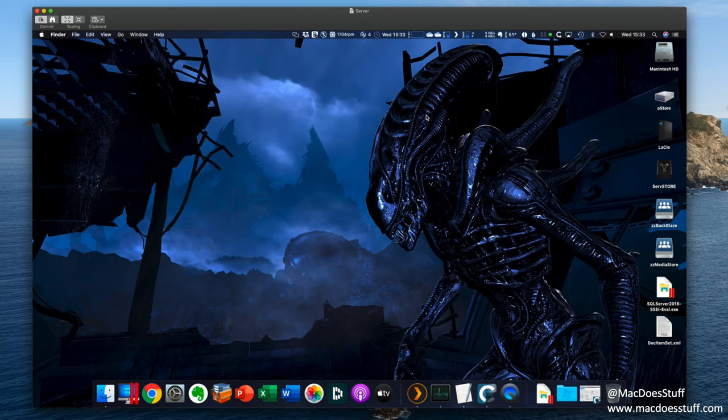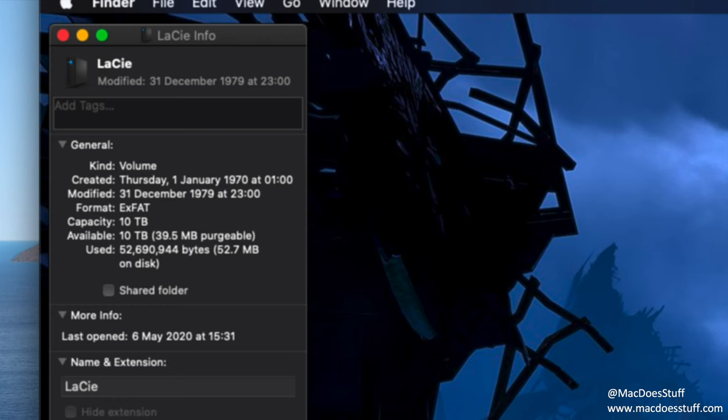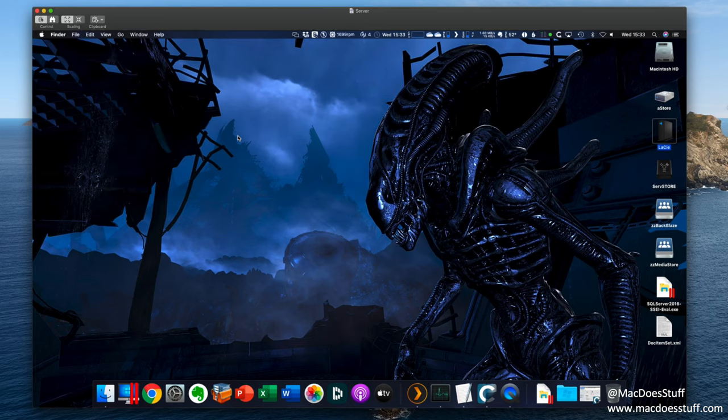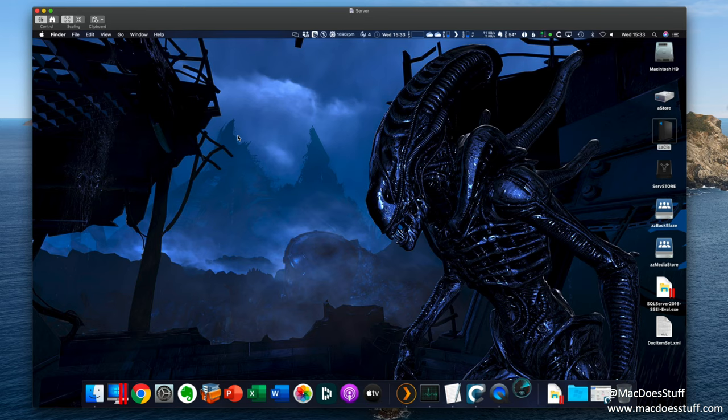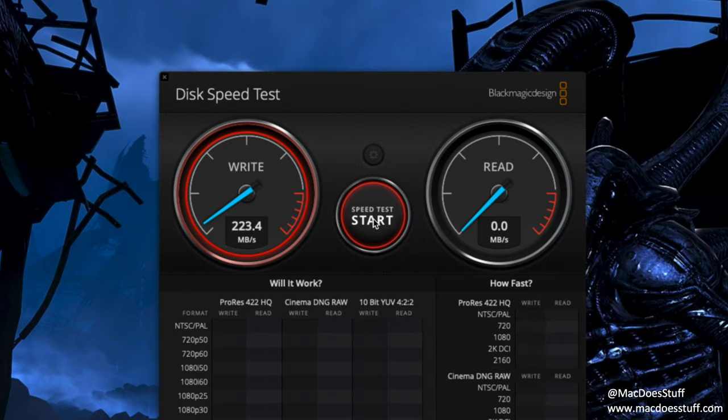So I have the unit plugged into one of my Mac Minis. You can see it here. Out of the box, it comes formatted as exFAT, and you can see that it's 10 terabytes in size. Now, one of the things I do like about these units is for a spinning hard drive, they tend to be quite quick. So let's go and have a look at the performance of this one straight out of the box. There we go. That's the drive.